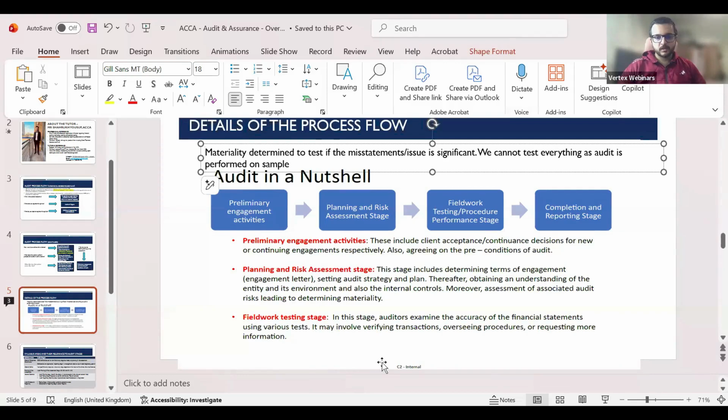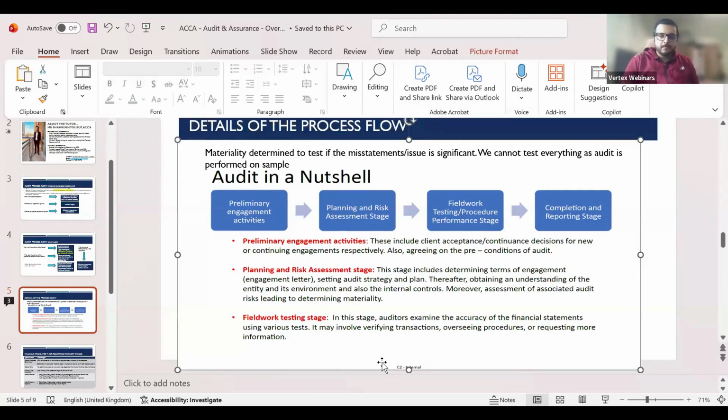Now, in the fieldwork stage, what are we talking about? This is where the real game begins. You're actually performing tests of controls or substantive procedures, either tests of details or analytical procedures. You're visiting the client, asking them questions, inspecting the records, inspecting the assets, and addressing the risks that you identified previously at the planning and risk assessment stage.